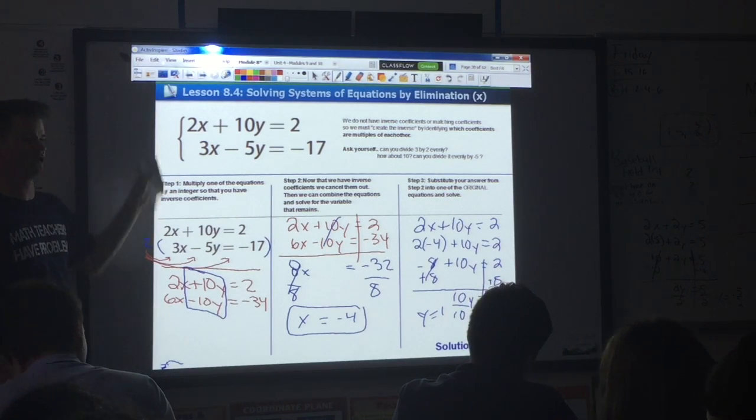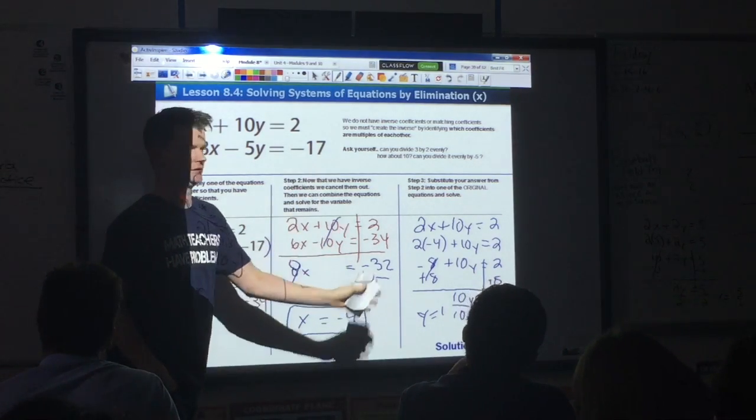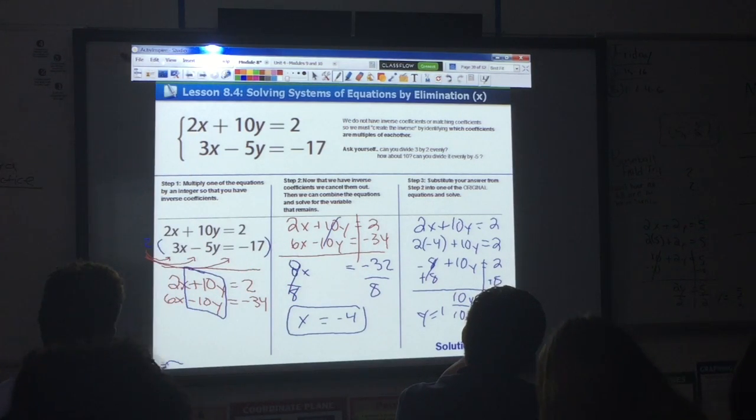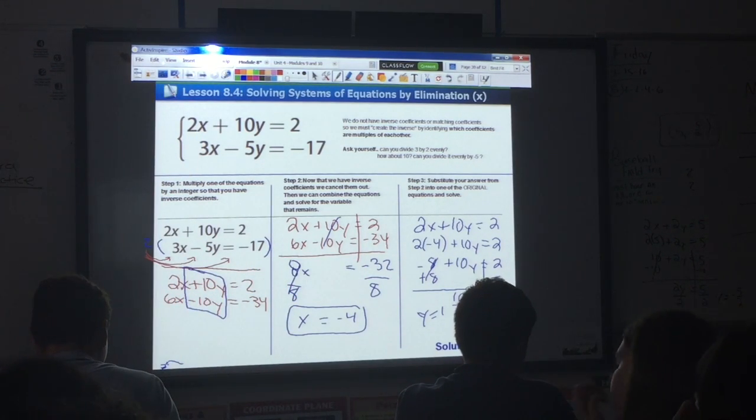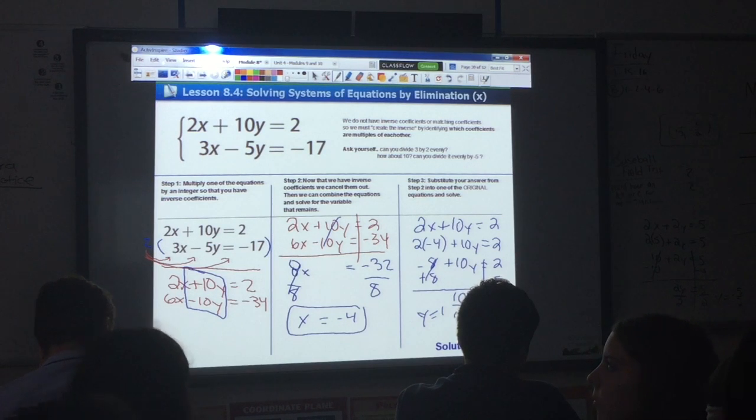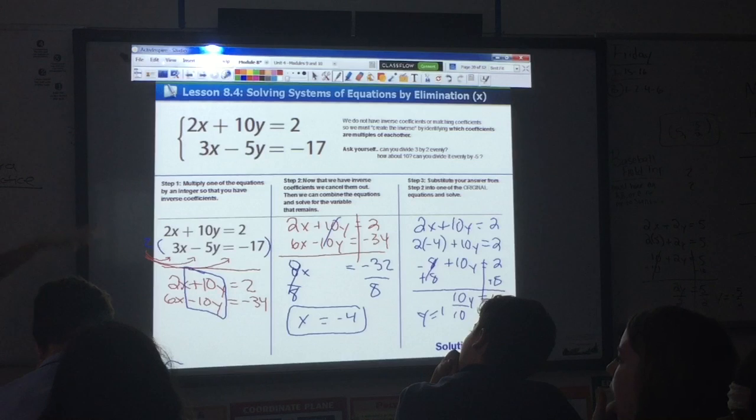Any questions on this first one, on any step along the way? There's just one more type of system that we have to solve here. It's what happens if neither of the numbers are divisible by each other. There is a way to get to that solution. But any questions on this one?